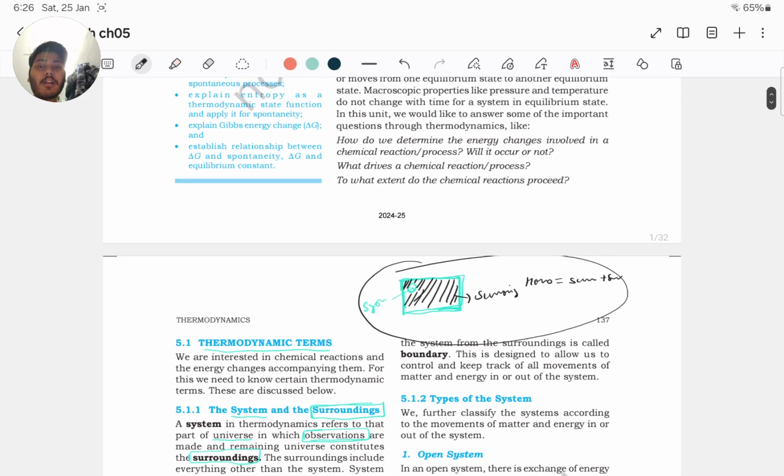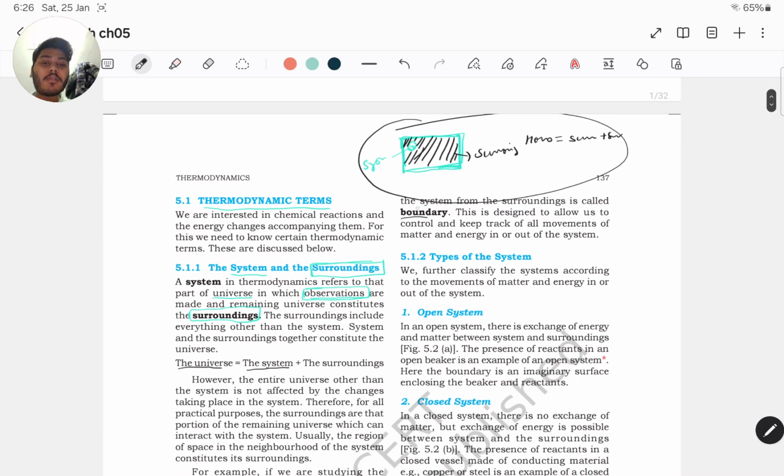That is called the boundary. The boundary separates the system from the surroundings, as I discussed. It is designed to allow us to control and keep track of the movement of matter and energy of the system. What is the role of these boundaries? These are separators between the system and surrounding, so we can easily control the heat, that is the energy, as well as the matter movement between the surrounding and system.